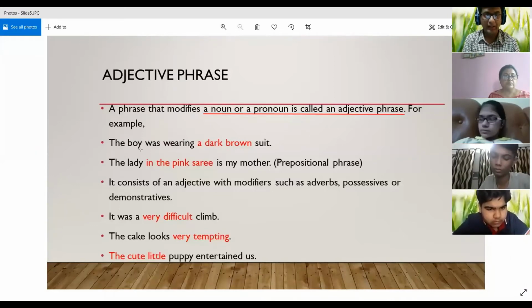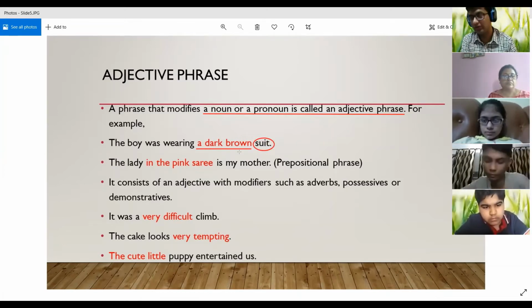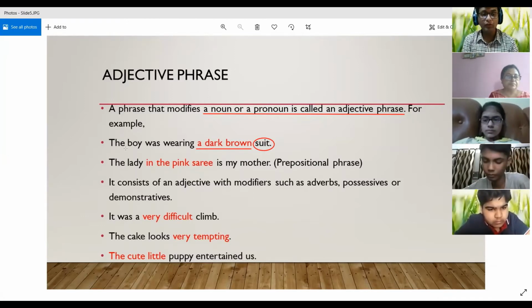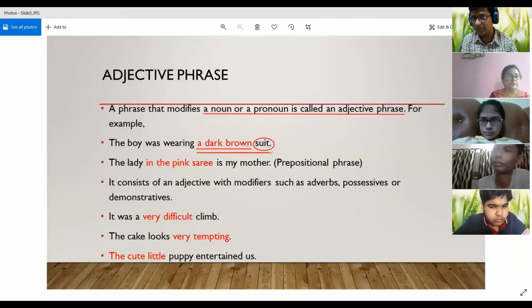For example, the boy was wearing a dark brown suit. So over here, a dark brown becomes our adjective phrase. Why? Because over here, it is describing the noun suit, right? The noun suit is being described by a dark brown adjective. That is the adjective phrase over here. So you can see if we add the suit also, if we say a dark brown suit, it would become a noun phrase. Can you understand the difference?